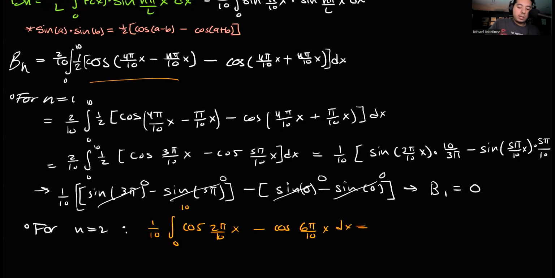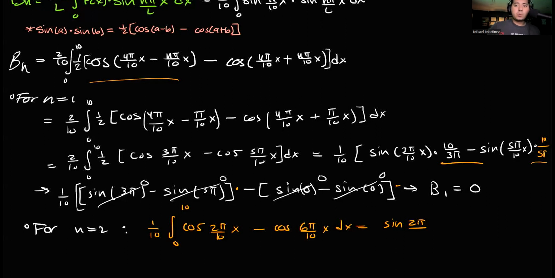Once we integrate, we're going to end up again with sine of 2 pi. Oh yeah, and I forgot to multiply in this one. I forgot to multiply times the 10 over 3. I put it wrong, this one should have been 10 over 5 pi. But either way, they're going to cancel out to 0, so it doesn't make a difference. But don't forget to include them.